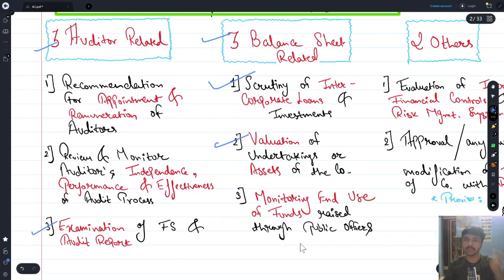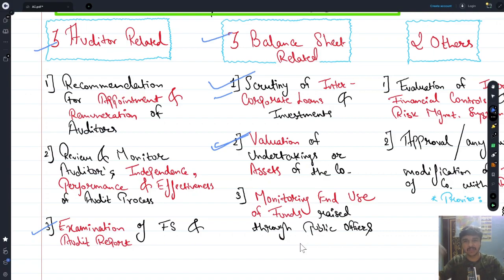Second is, loans is a part of the liability side, right? Now related to the asset side, what is the audit committee going to do? It is going to keep the valuation of undertakings of assets. Okay, so one is liability related, that is intercorporate loans. One is asset related, that is valuation of undertakings of assets, and checking both of them now.